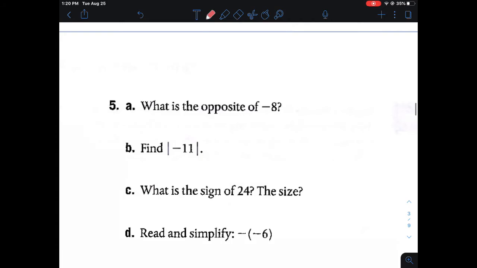Number 5, what is the opposite of -8? The opposite of a negative is a positive. It's a +8. Find the absolute value of -11. It's just 11. What is the sign of 24? The sign of 24 is positive. And the size, so how big in the positive direction is it? It is a size 24. It is 24 positive spaces from 0.